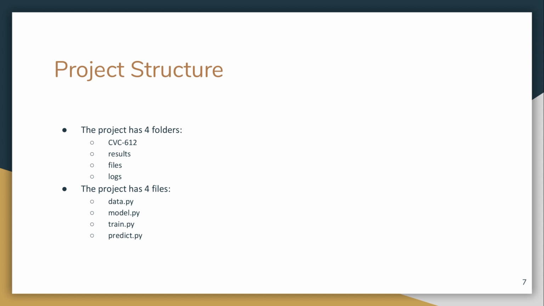The project is divided into 4 Python files. First, data.py, which is going to handle the data. In model.py, we are going to build the architecture. Train, where the training begins, and predict, where we are going to test the model.